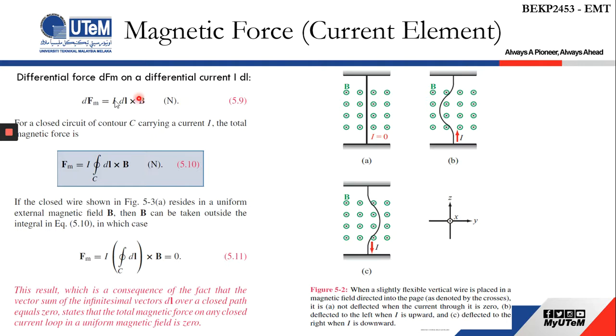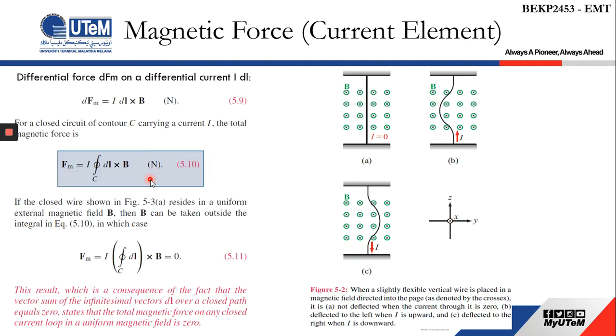So we integrate both sides of the equation. The differential part disappears, and we get Fm. On the right side, because I is a constant, we can take it out, and we need to apply a closed line integral. Why do we have a closed line integral? Because current can only flow in a closed circuit. So we need to calculate the closed line integral. We have this equation here if we want to calculate the magnetic force on a current element.